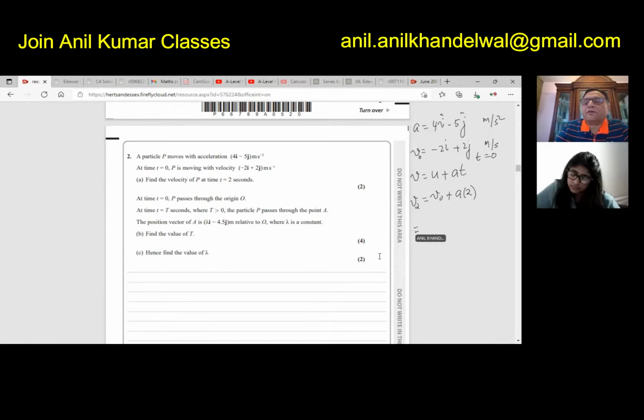So we have initial velocity of minus 2i plus 2j. It's good to write like this. Do you use this convention? Column vectors. Yeah, this is better, right? So plus 2 times the scalar multiple of acceleration, 4 and minus 5. Is it clear to you?